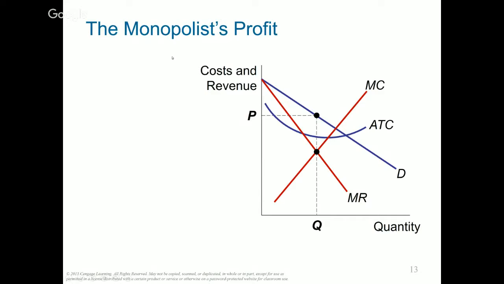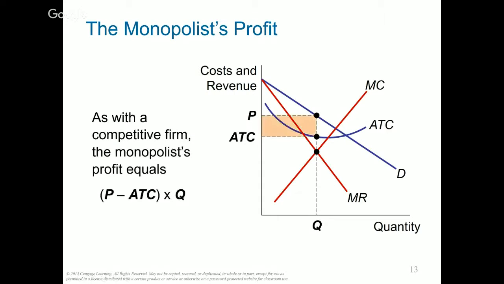So price is on the demand curve, quantity is on the horizontal axis, and your average total cost is on the average total cost curve. The profit will be your price minus ATC, times quantity. So this shaded area will be your profit for the company. Anytime your demand curve is above your ATC, you're making a profit. Anytime your demand is below ATC, you're losing money.